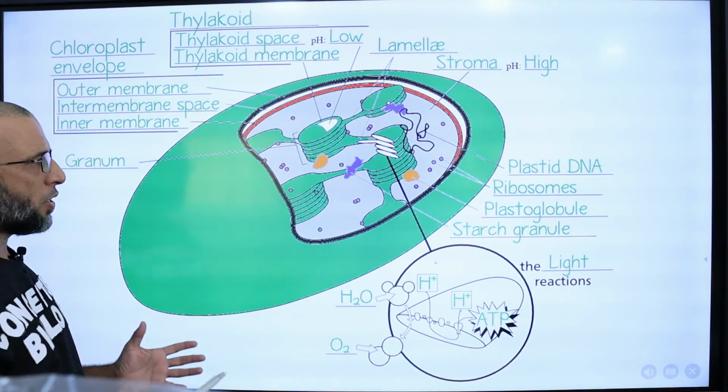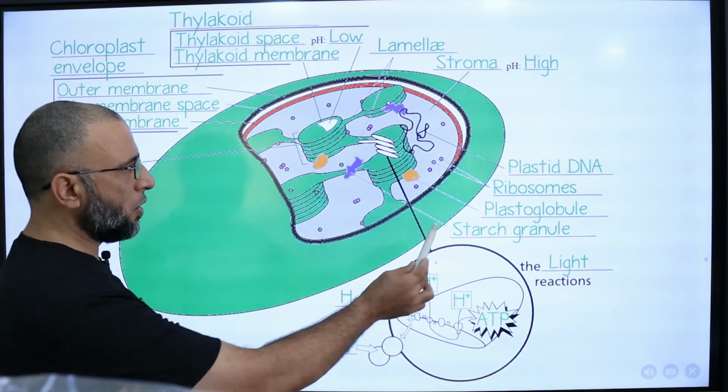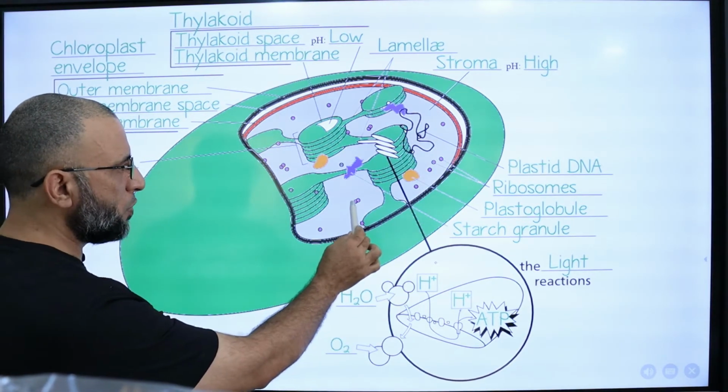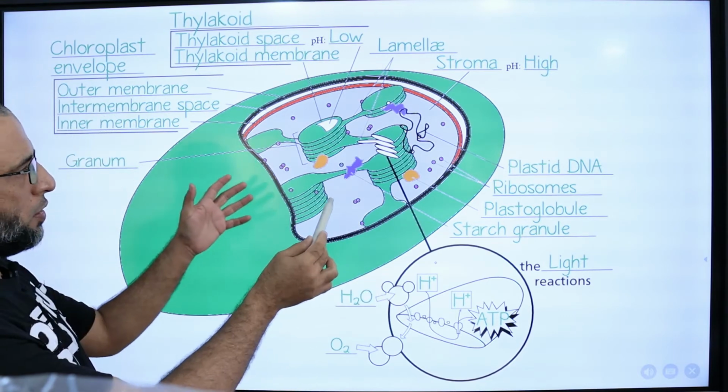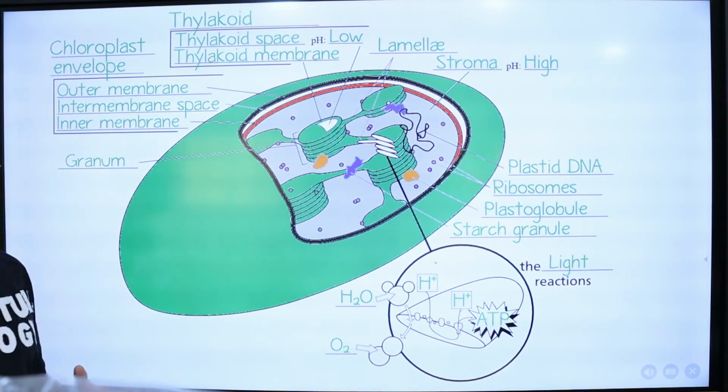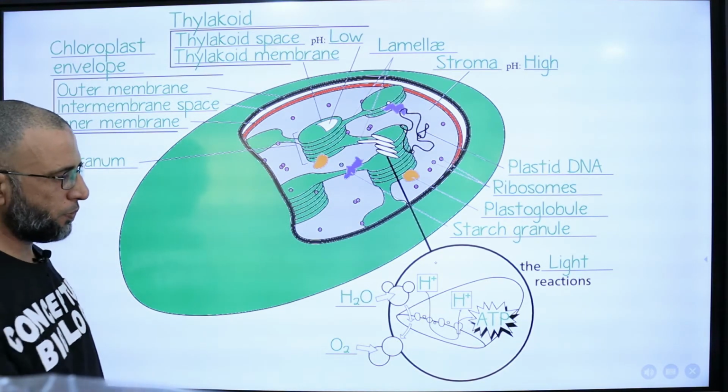So, this is the enlarged structure where you can see clearly DNA present in the stroma, and ribosomes are also present here, and enzymes and carbon dioxide fixation take place here in the stroma. This is about the light reaction. I am going to discuss light reaction in another video.